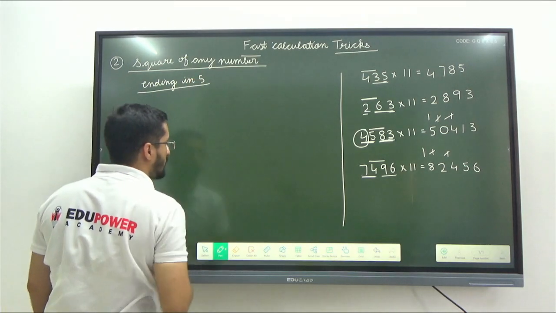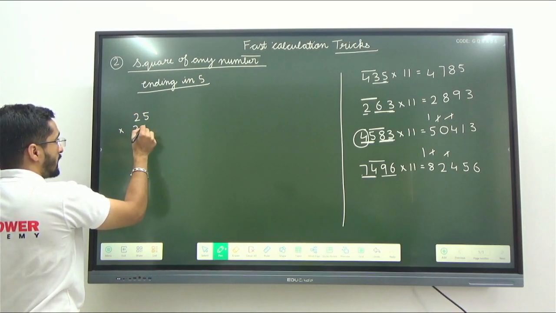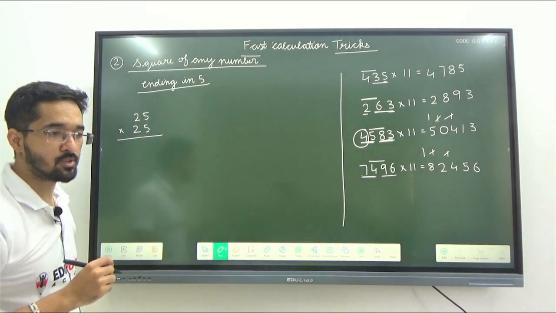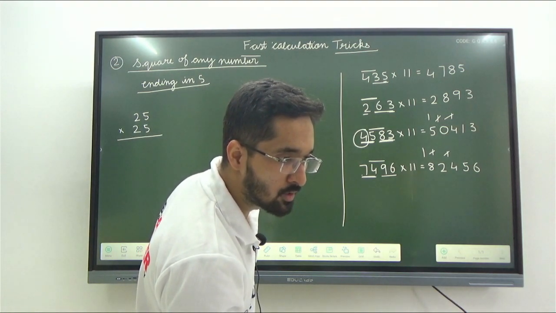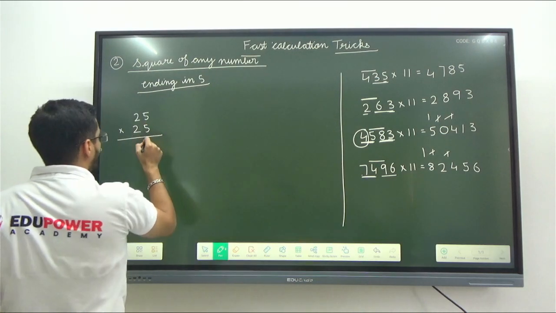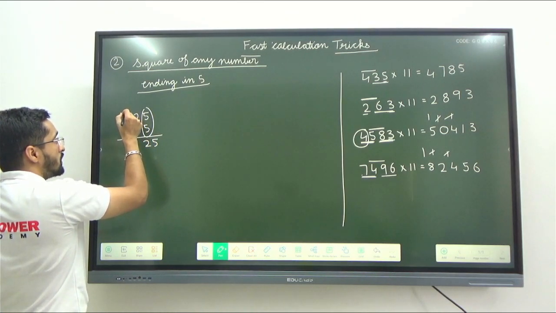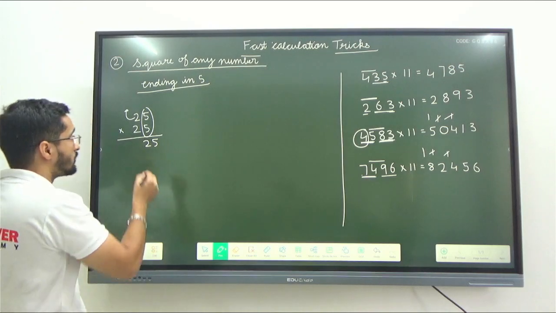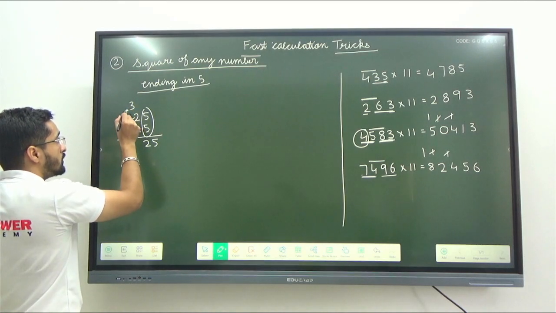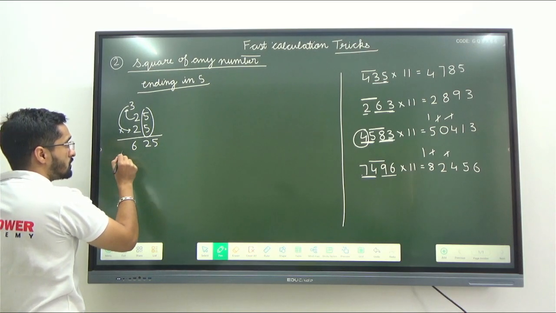Okay. So, how do we do it? See, suppose I have to find the square 25 into 25. I will be able to answer it in 1 second, just 1 second time is required. So, 5 5s are 25. Now, what is the next digit of 2? 2 plus 1 is 3. Now, 3 multiplied by 2. 3 2s are 6. So, this number 3 we have to multiply with this number 2. 3 2s are 6.